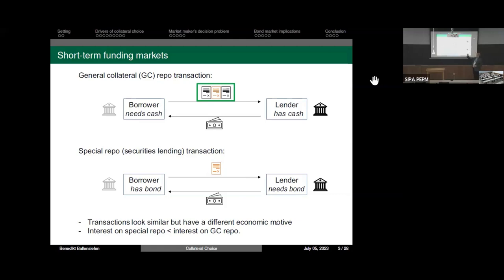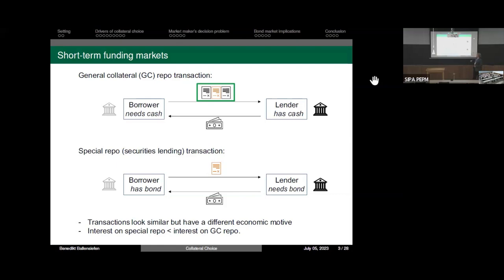In a general collateral trade, the borrower can post any security out of a given basket. So you have collateral priced as one quantity as opposed to the other, which is different in the special segment, where you have one specific security that's earmarked as a collateral asset.